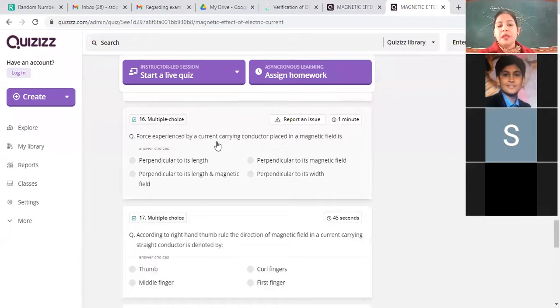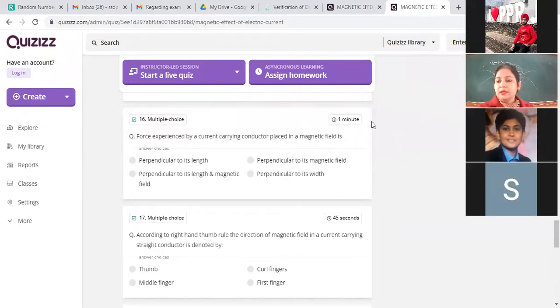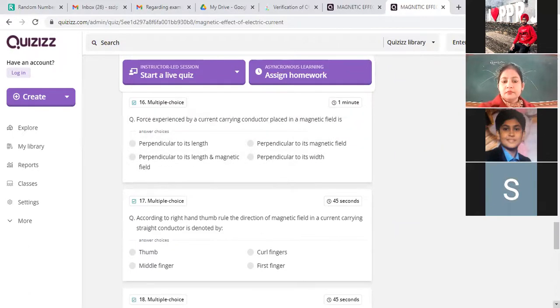Force experienced by a current carrying conductor placed in a magnetic field is perpendicular to: length, magnetic field, width, or both length and magnetic field? We know that the force produced is F equal to BIL, perpendicular, but do you have the knowledge of what it is perpendicular to? Yes, it's an understanding based question. So force experienced by a current carrying conductor is perpendicular to what? Anyone? Gursimar: Ma'am, maybe length. It's perpendicular to magnetic field.